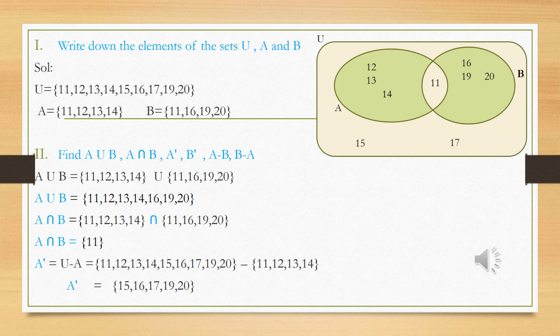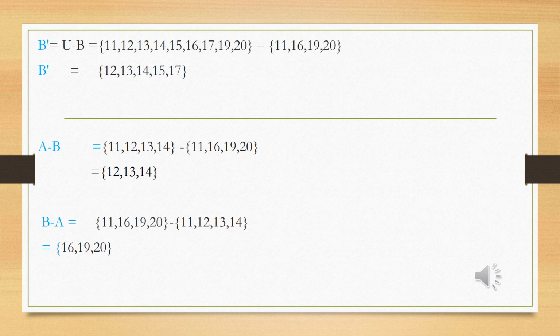The third operation is to find the complement of set A. It means all elements of the universal set that are not included in set A. So complement of A will be the set consisting of 15, 16, 17, 19 and 20. Similarly, the complement of set B means all elements of the universal set that are not included in set B.